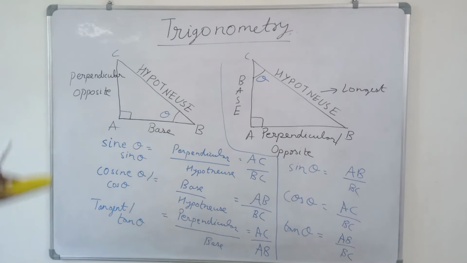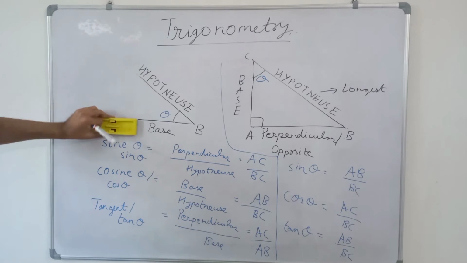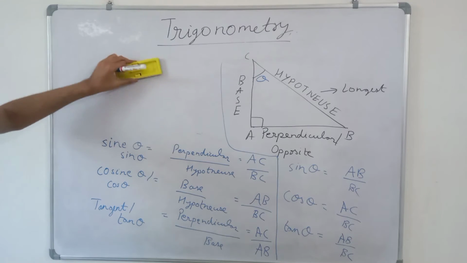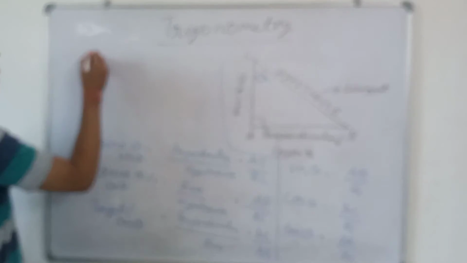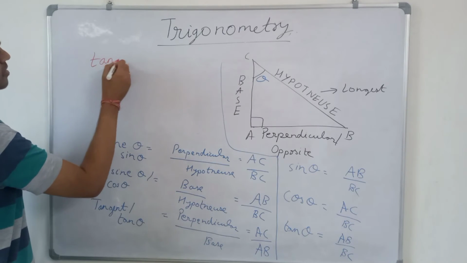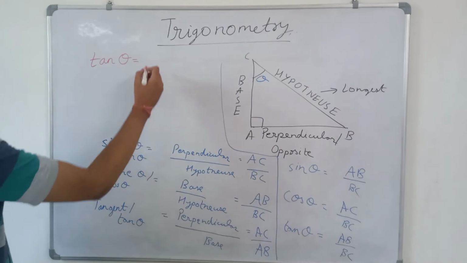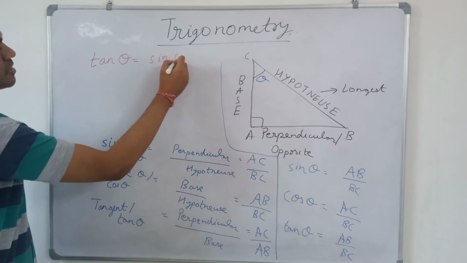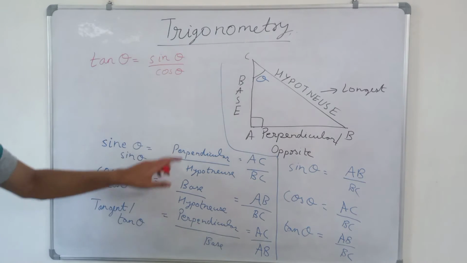Now there is one more thing, that tan theta is the ratio of sin theta upon cos theta. Tan theta is equal to sin theta upon cos theta. This you can check from this also.